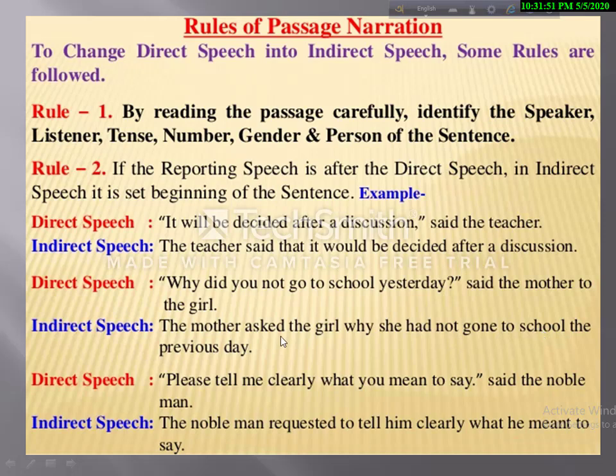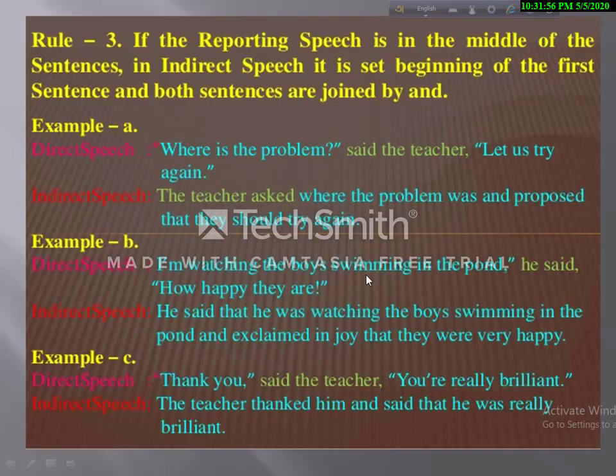Okay, dear students, I think you have understood this rule too. This one is actually very easy. Let us move to the next. Now it is rule 3.